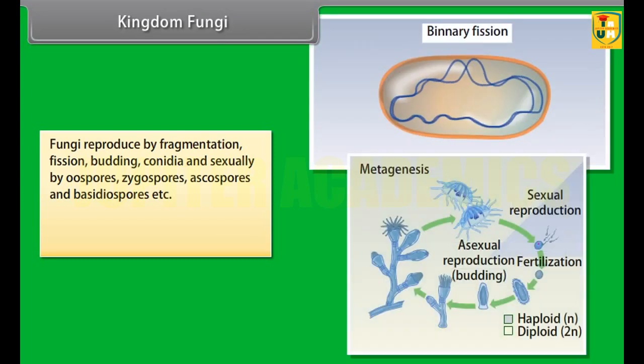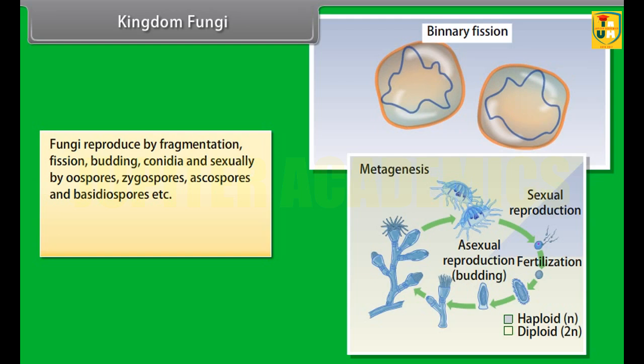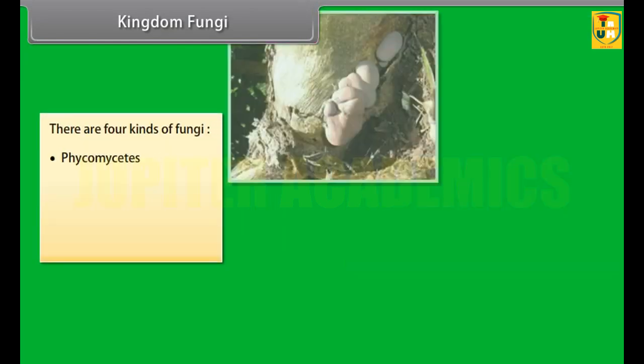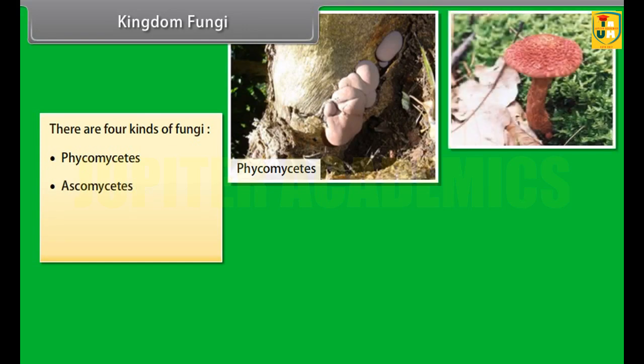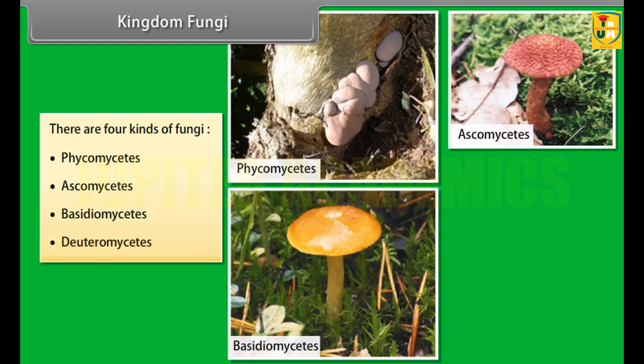Fungi reproduce by fragmentation, fission, budding, conidia, and sexually by oospores, zygospores, ascospores, and basidiospores, etc. Spore-producing bodies are known as the fruiting bodies. There are 4 kinds of fungi: Phycomycetes, Ascomycetes, Basidiomycetes, and Deuteromycetes.